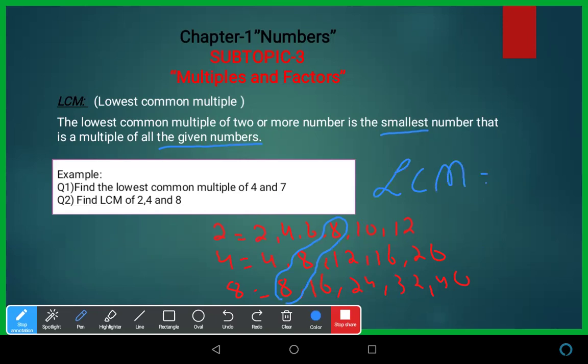So I hope you got the point: what is LCM and how to find LCM. That's a very basic question. You have to understand what LCM is.